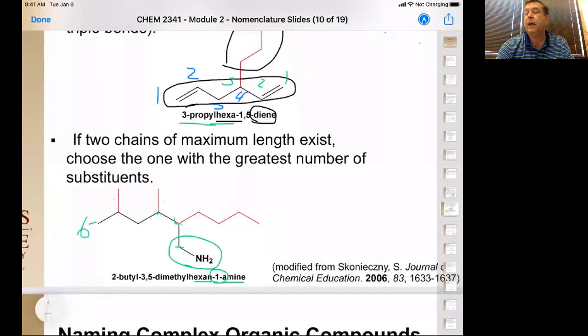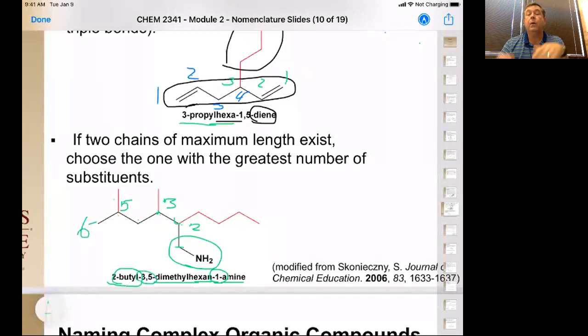We have a methyl group on our 5 here, a methyl group on our 3 here, and a 1, 2, 3, 4 butyl group on our 2. So you end up with 2-butyl, 3,5-dimethyl, hexa-1-amine.